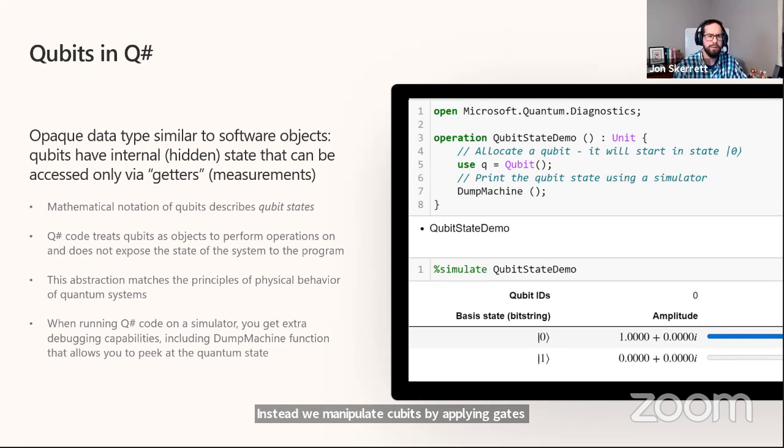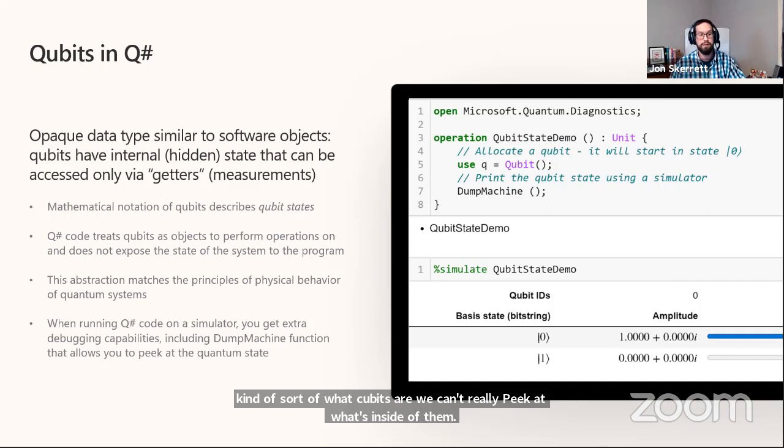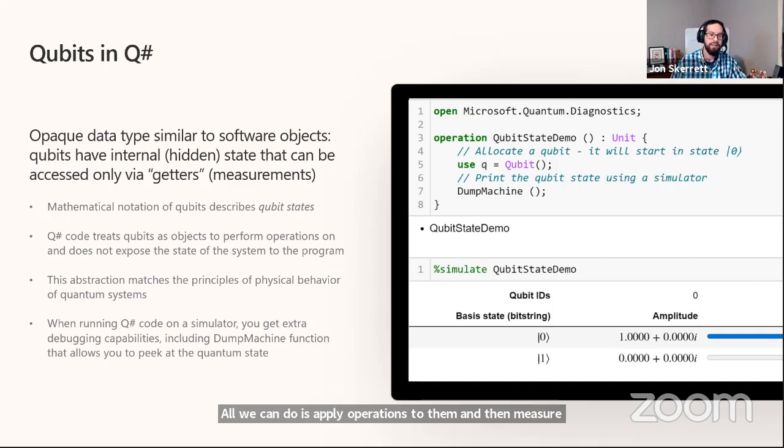If anybody is familiar with a black box system, that's kind of sort of what qubits are. We can't really peek at what's inside of them. All we can do is apply operations to them and then measure the outcomes. And this is the representation that Q# uses.